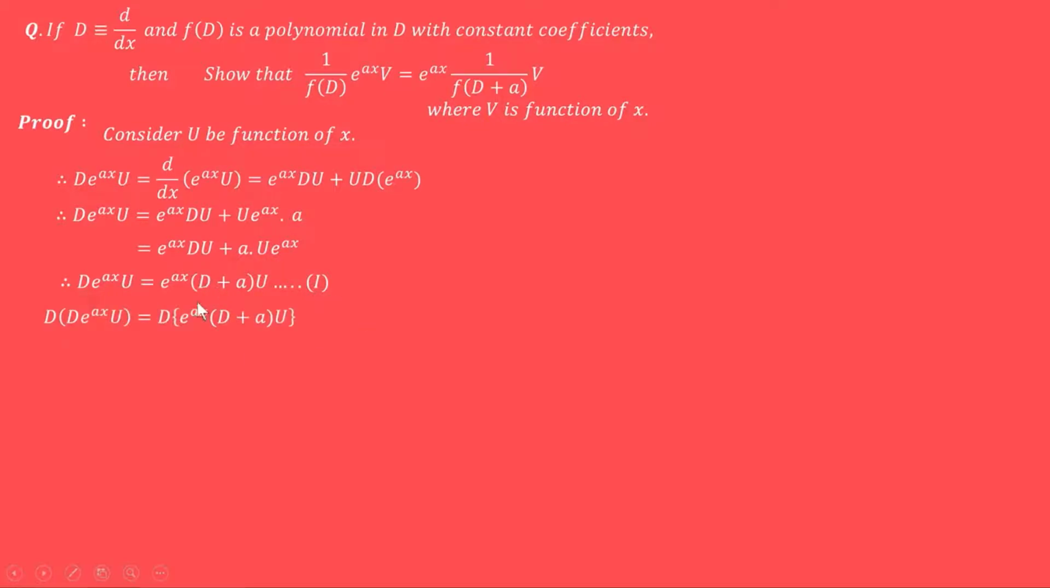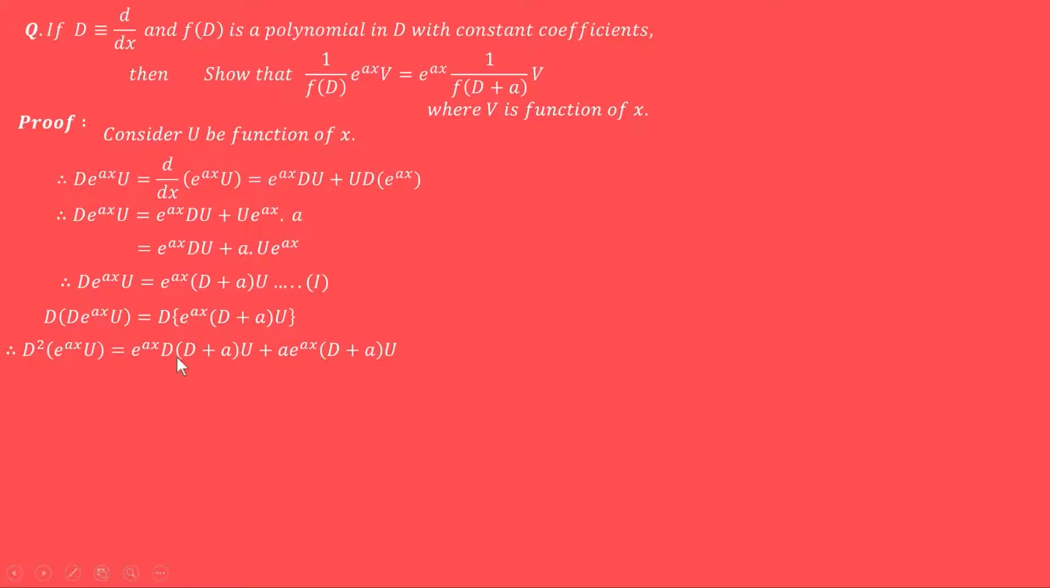Again differentiate on both sides, means again operate D on both sides, so we get D of D e raised to ax u is equal to D of this bracket, e raised to ax into (D plus a) u. Take this D inside, so we get D square e raised to ax u is equal to, now we have to find the derivative of this term. See, e raised to ax is the first term and (D plus a) u is the second term. This is u and this is v.